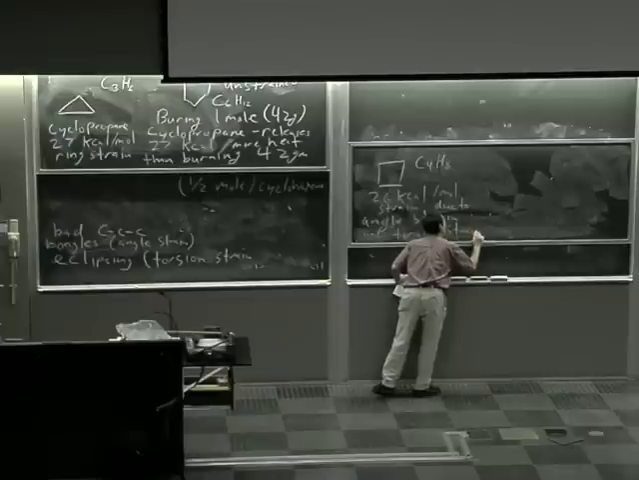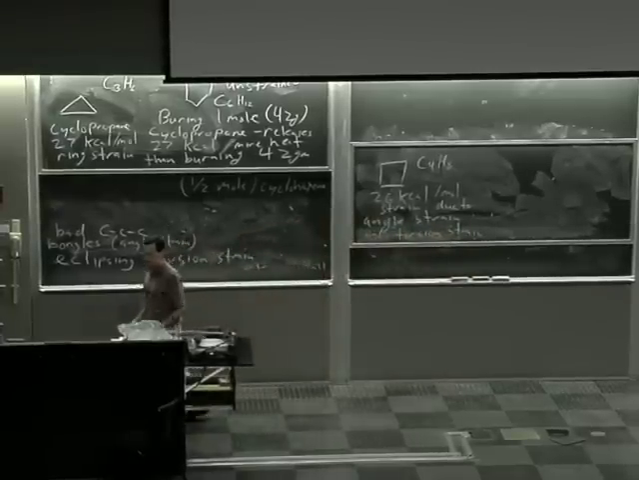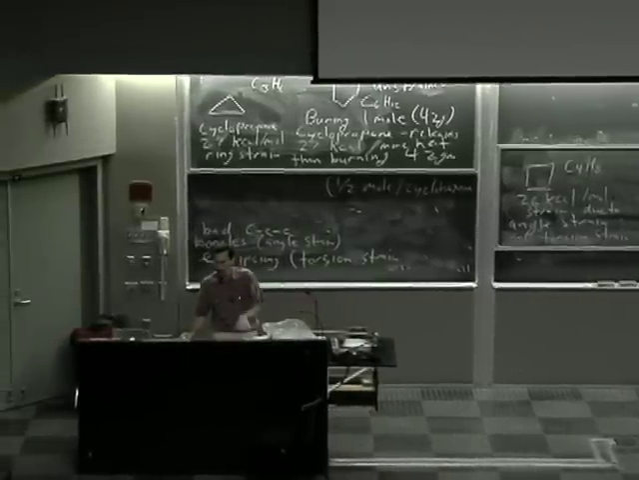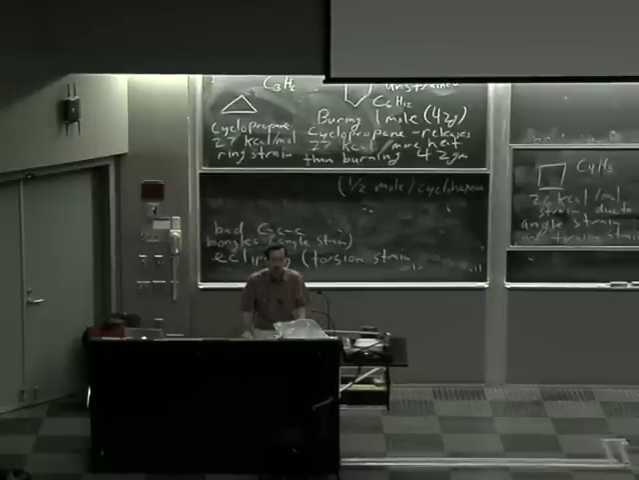Remember, angle strain is a lot worse than torsion strain. We saw in ethane that three H-H eclipsing interactions only give us 3 kilocalories per mole. So most of that's coming from the bad angles.